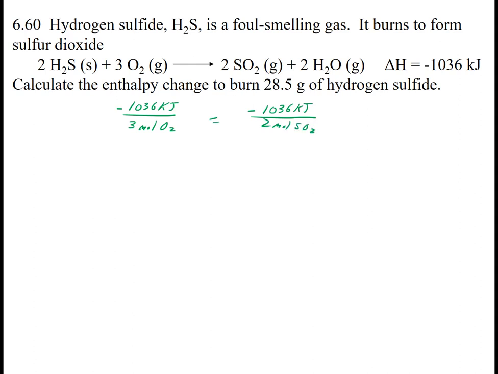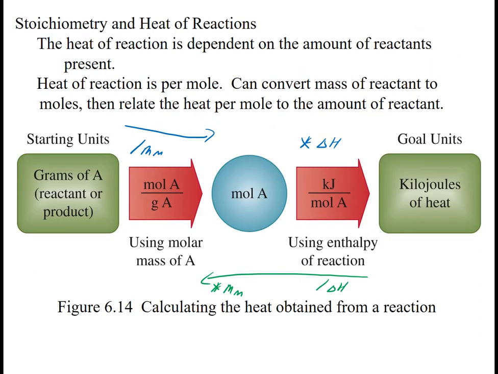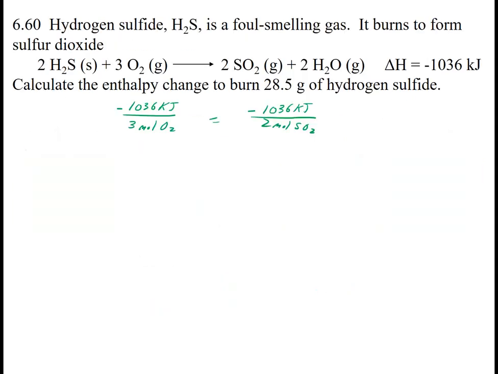So I take whatever the delta H is and divide by the coefficient in the moles of whatever that identity is. So in this one, it wants to know what the enthalpy change is for the mass. So if I go back to the previous slide, we're going from mass to kilojoules. So we're going to divide by molar mass and we're going to multiply by delta H. So I have a mass of 28.5 H2S. They want to know what delta H is equal to. So the first step in that was to divide by the molar mass.